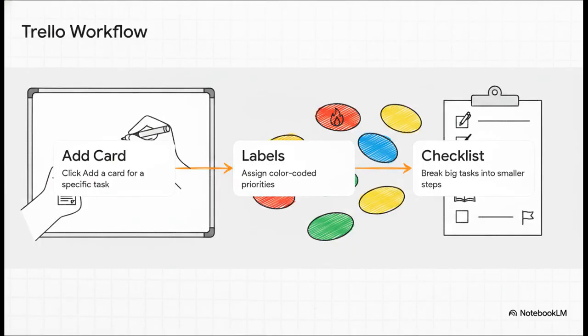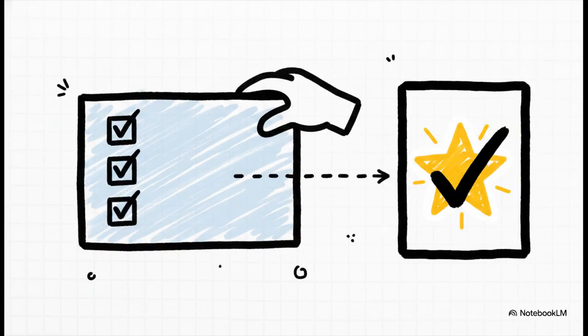The actual tasks themselves live on things called cards. You just click Add a card for a specific task. Then you can open it up and get granular. You can click labels to assign color-coded priorities, maybe a red label for high priority. And you can click checklist to break big, scary tasks down into bite-sized micro steps. Check them off as you go. Bottom line for Trello: create a card, check off the steps, and drag your project straight into the done list. Honestly, dragging that card over is the best visual dopamine hit in the world.